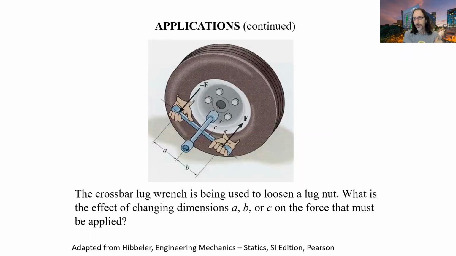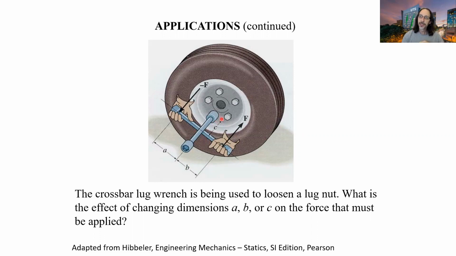Another simple example that you may have experienced in your life is changing the wheel on your car. If we have a typical crossbar lug wrench like this, trying to loosen that nut, what's the effect of changing the dimensions that are shown on there, A, B, or C? If we make both A and B bigger, as we discussed before, then the force that we need to apply becomes less. If we make A and B smaller, then the force that we need to apply becomes greater.